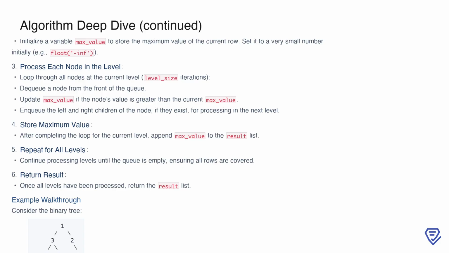Once all nodes in the current level have been processed, we append the max_value of that row to the result list. The process then repeats for subsequent levels until the queue is empty, ensuring that all rows in the tree are handled, and finally, the result list is returned.